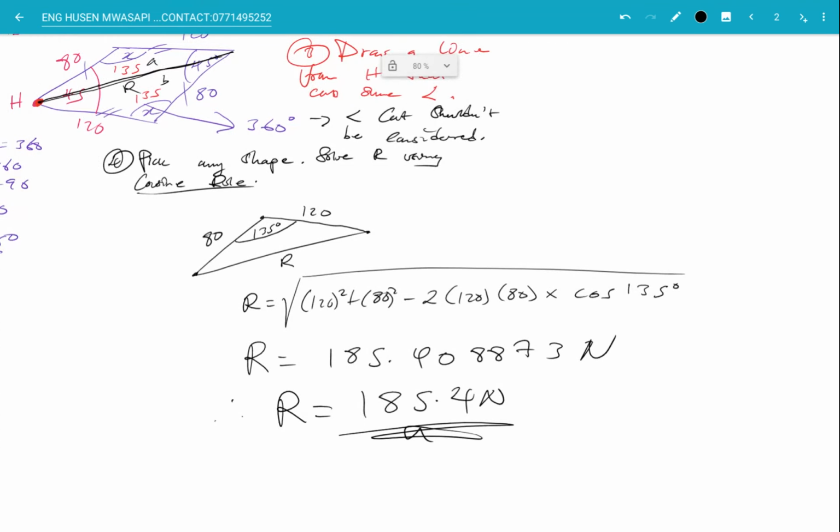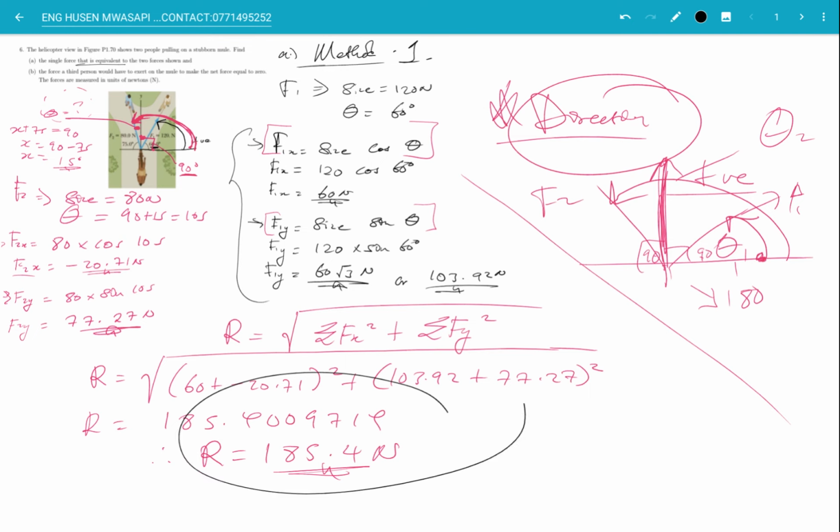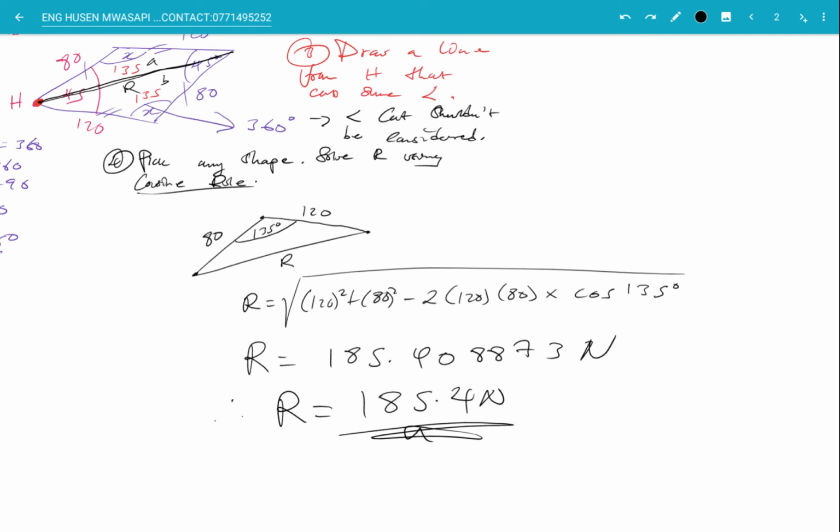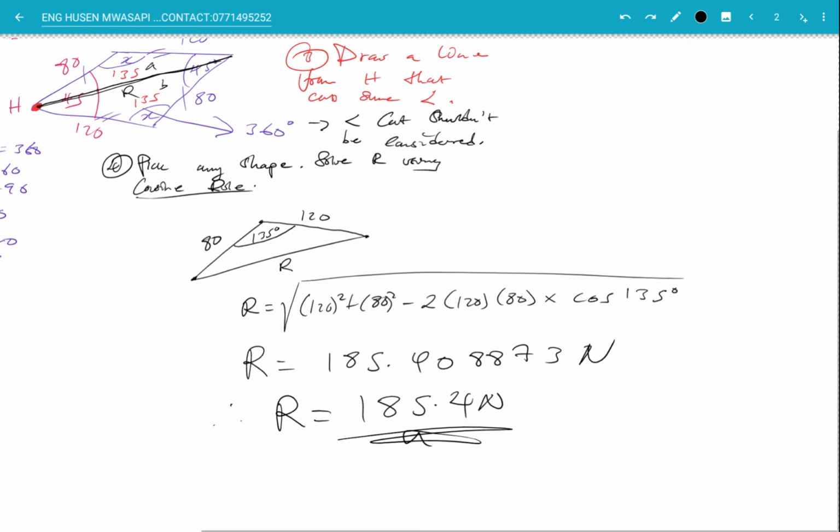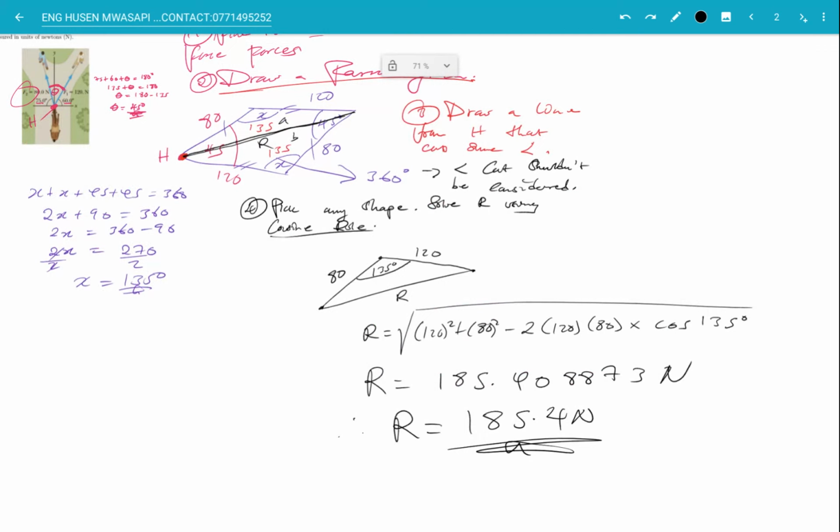So if you look at this answer here versus this answer here, you'd find that it's basically the same. So these are just the two methods you can use. You can pick whichever you feel comfortable with. So this is how you find a resultant force given two forces acting in a particular system using the graphical method and the Cartesian method.